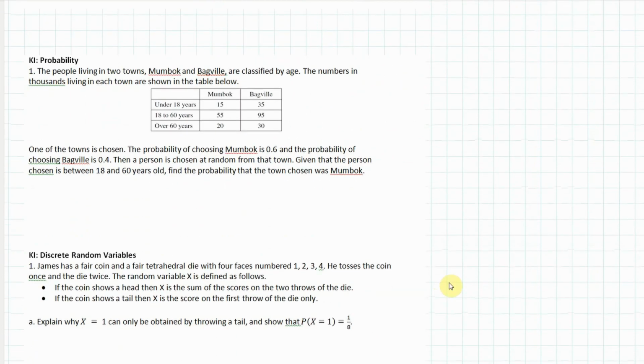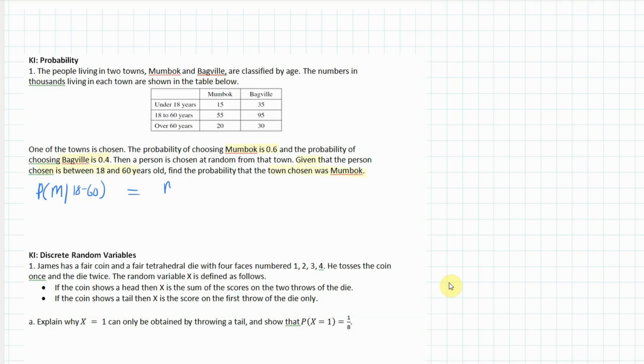Now, the next one, we're looking at people living in two different towns, Mumbok and Bagville, and they're classified by their age, and we've got the numbers in thousands living in each town, as shown below. One of the towns is chosen. The probability of choosing Mumbok is 0.6, and Bagville is 0.4. Then a person is chosen at random from the town that you chose. And here's the thing: given the chosen person is between 18 and 60, find the probability the chosen town is Mumbok. So essentially what we're trying to find is the probability of Mumbok given we chose the 18 to 60 year old age group.